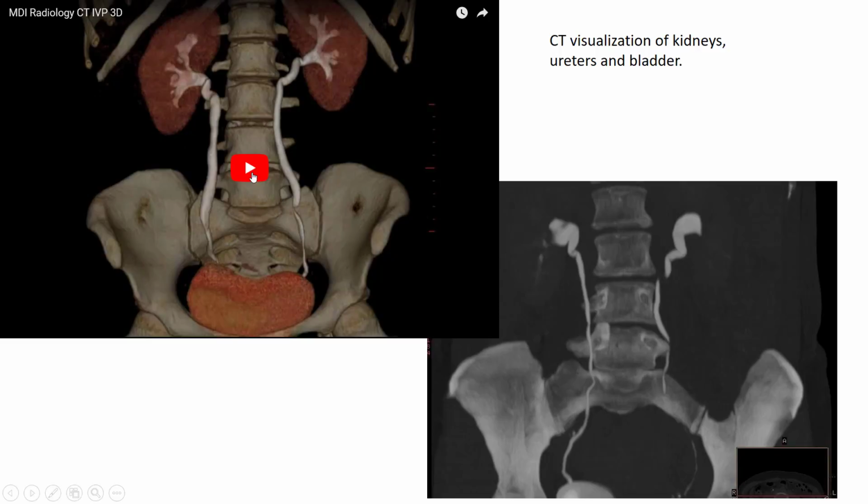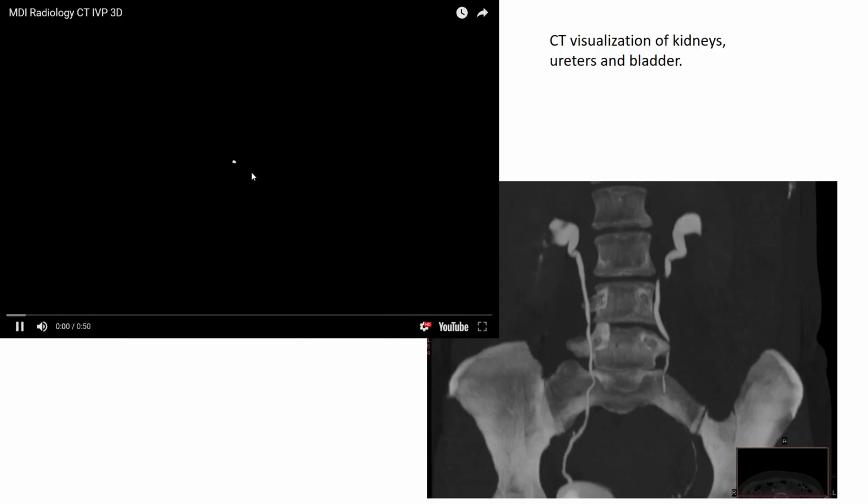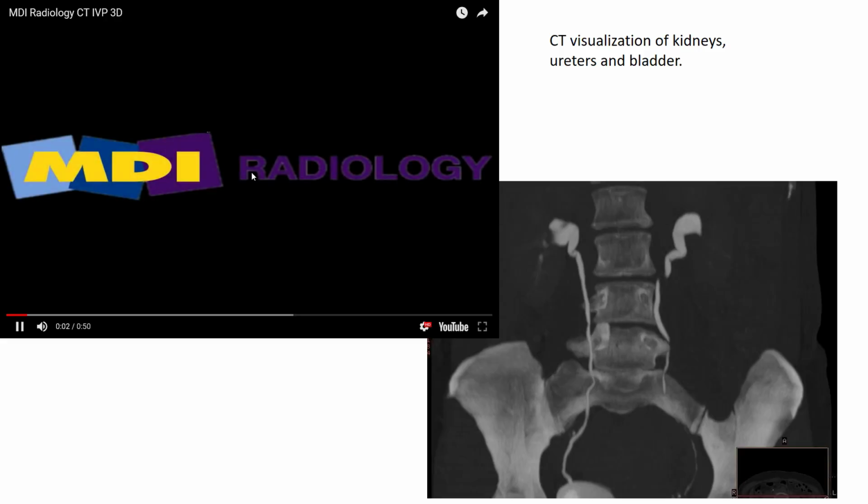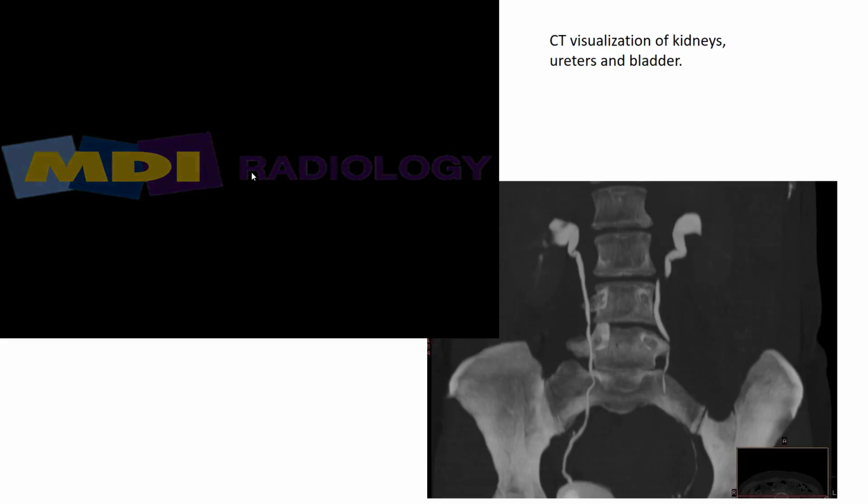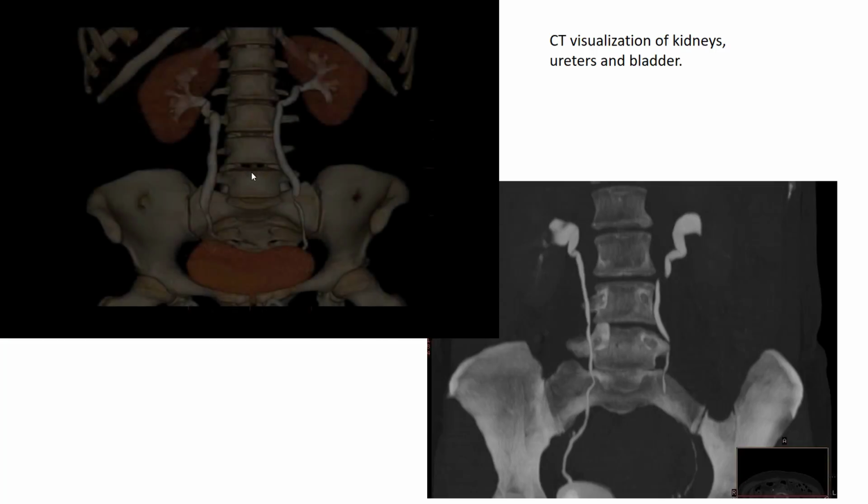And then this is actually a video, so I was just going to run this for you so you can see a little bit more detail how they can turn this CT scan around and be able to look at it. It's much like looking at 3D Netters or that BioDigital.